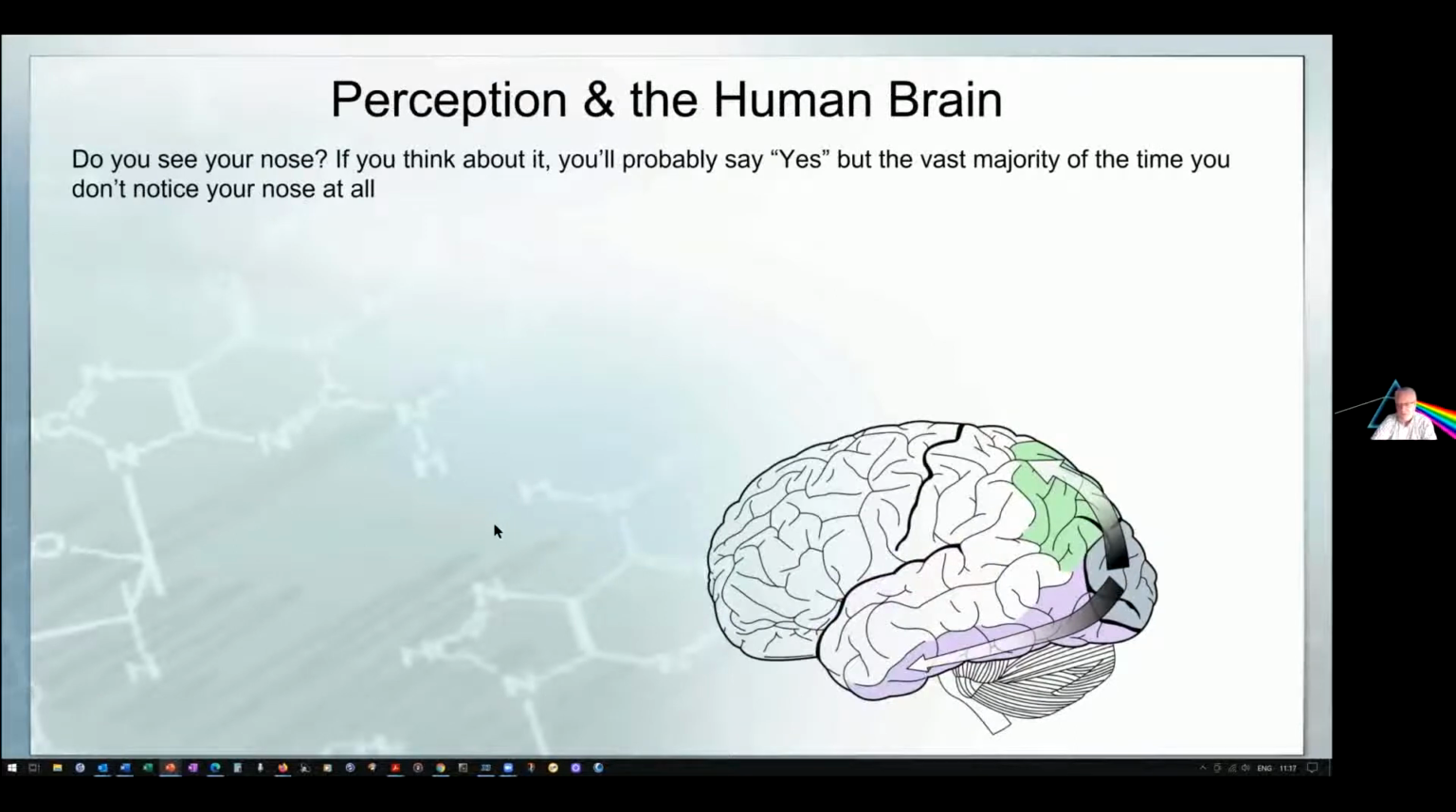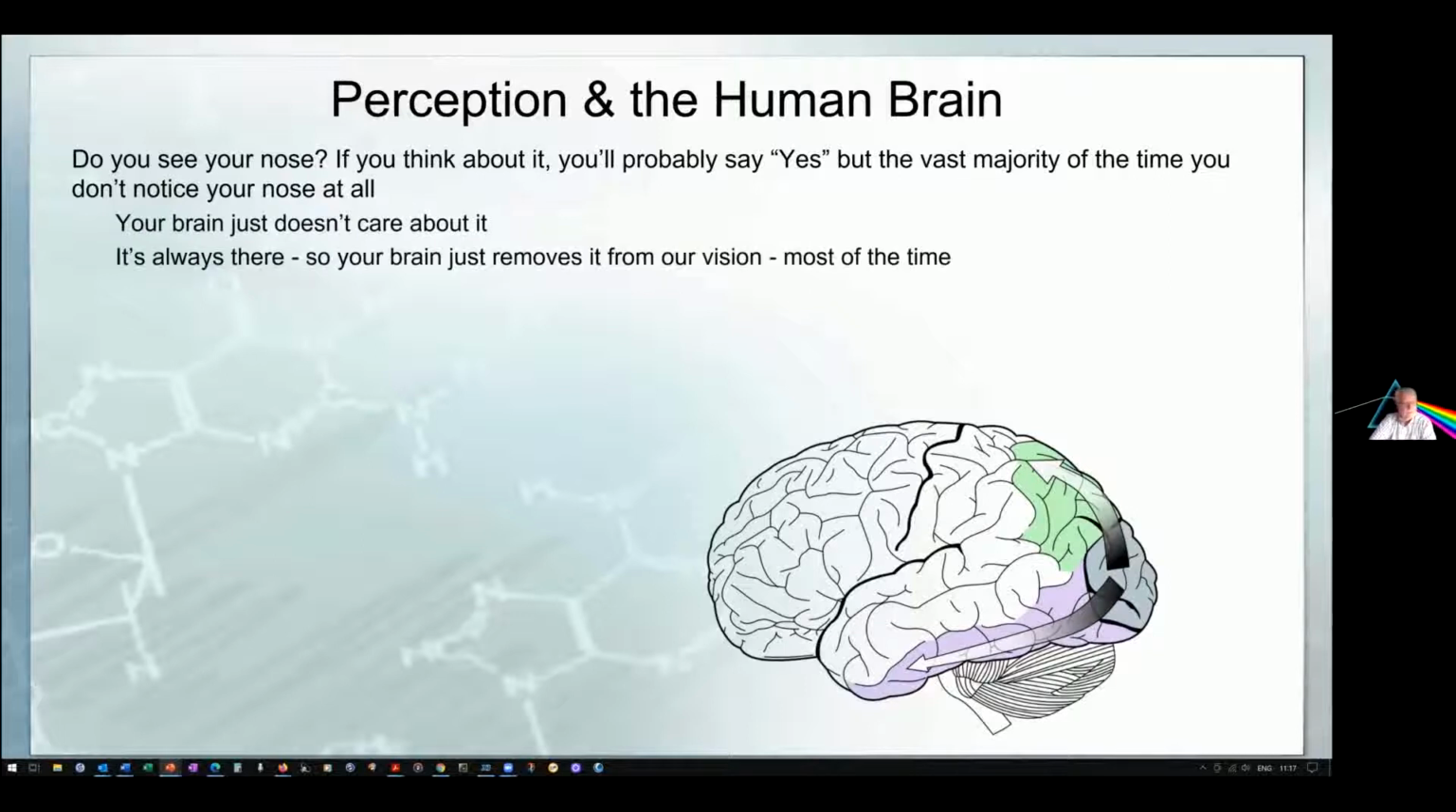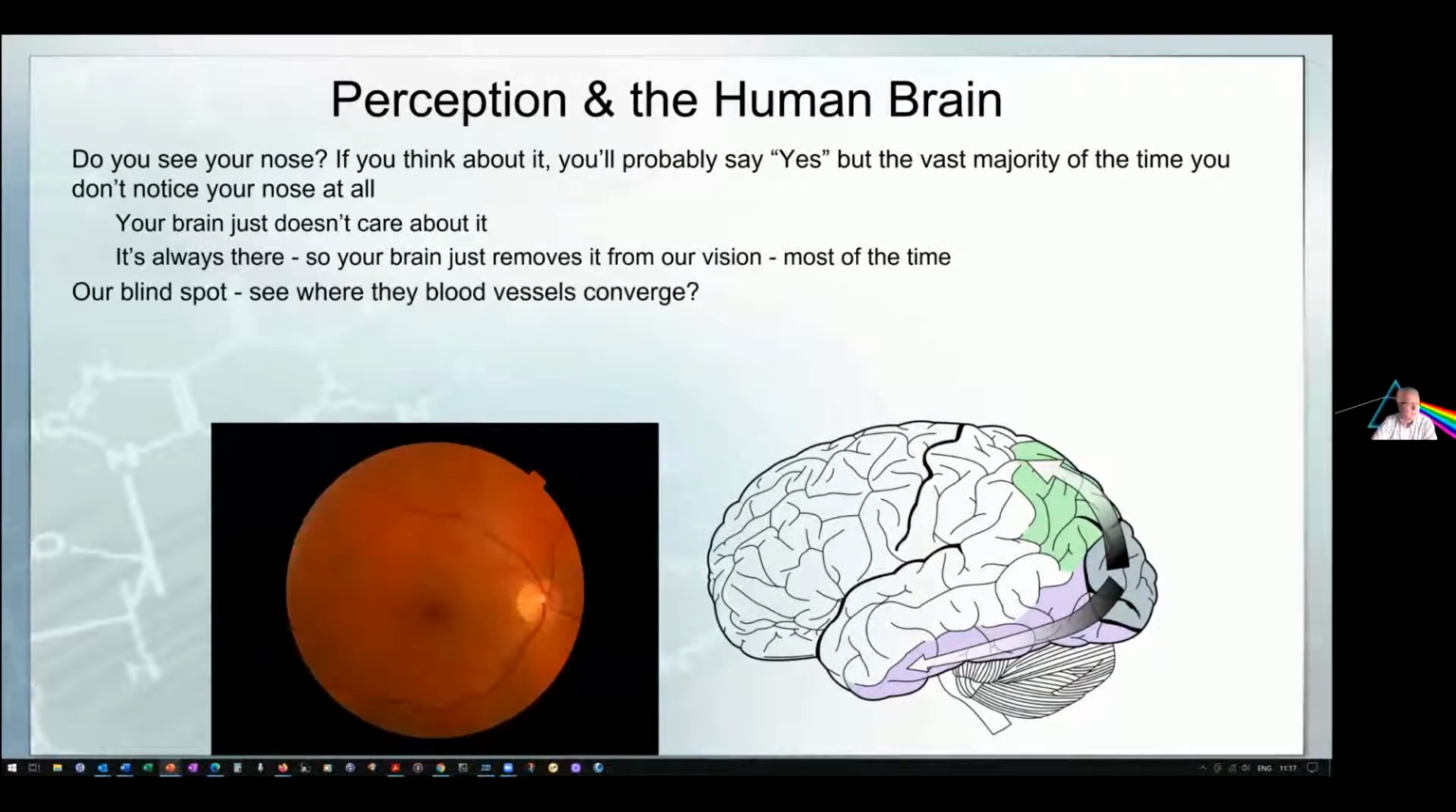Okay, so do you see your nose? If you think about it, you probably say, well, yes, I can see my nose, but most of the time you don't. Your brain doesn't care about it, so it edits it out. And the same if you wear glasses, you're not conscious of the rim of your glasses all the time. Your brain just edits that out. It's not of interest. And we have a blind spot in our eyes, and that's where all the blood vessels converge and where the optic nerve comes in and out of the eye, and it's indicated here.